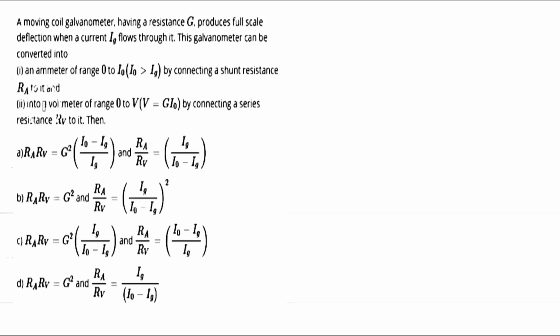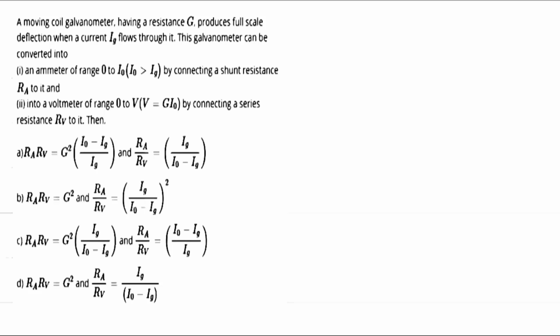Second, into a voltmeter. So they have basically given a conversion of a galvanometer into an ammeter and a voltmeter, and they have specified the corresponding values also. So based on this we need to solve the problem, and we need to choose which of the options A, B, C or D is correct.